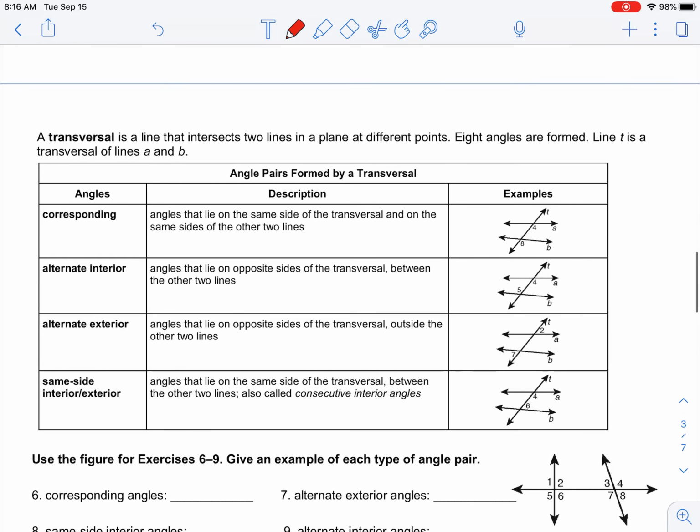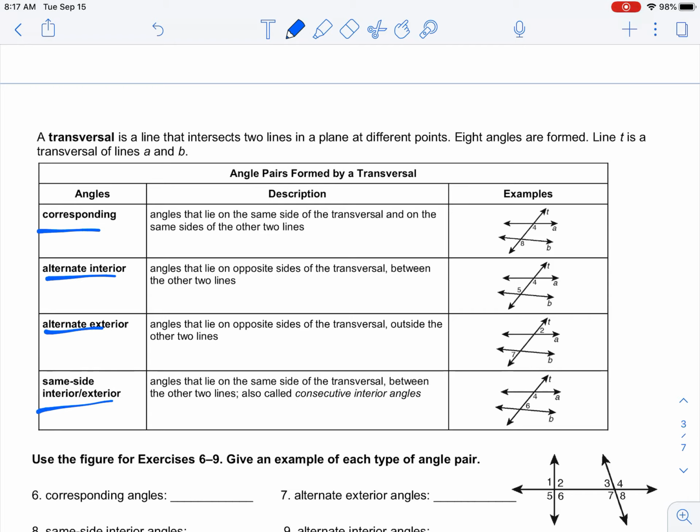Here's going to be the big part of the section, the big part of the chapter. These 4 terms are going to be huge. First one, corresponding. Corresponding are angles that lie on the same side of a transversal and on the same sides of the other 2 lines.